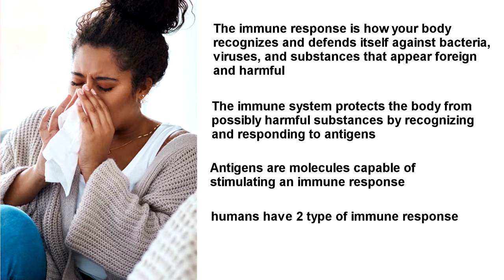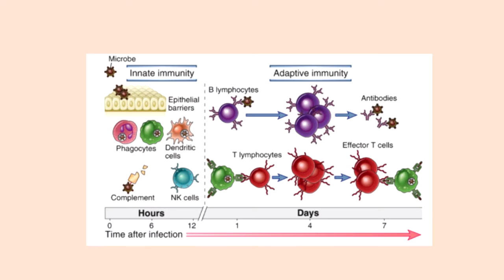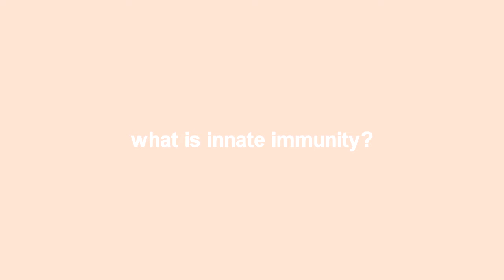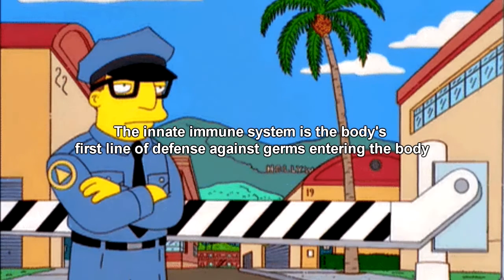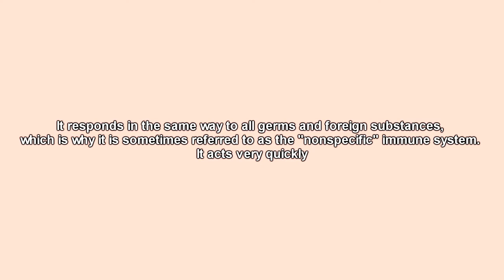Humans have two types of immune response. It's called innate and adaptive. First, what is innate immunity? The innate immune system is the body's first line of defense against germs entering the body. It responds in the same way to all germs and foreign substances, which is why it is sometimes referred to as the non-specific immune system.